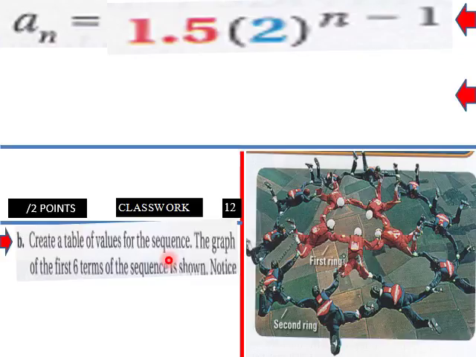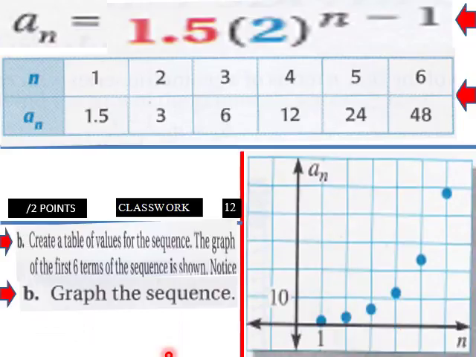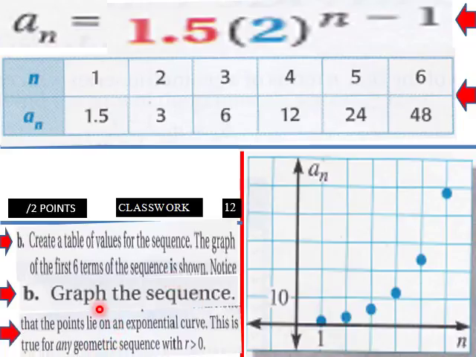Create a table of values for the sequence. The graph of the first 6 terms of the sequence is shown. Here's a table for this sequence here. And then the graph for this is right here. Here's our graph for this sequence here. Notice that the points lie on an exponential curve. So it is an exponential. This is because of this element up here. We have y equals a b to the x pretty much.